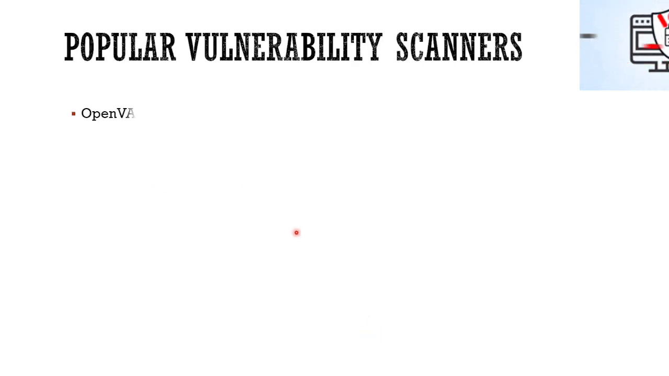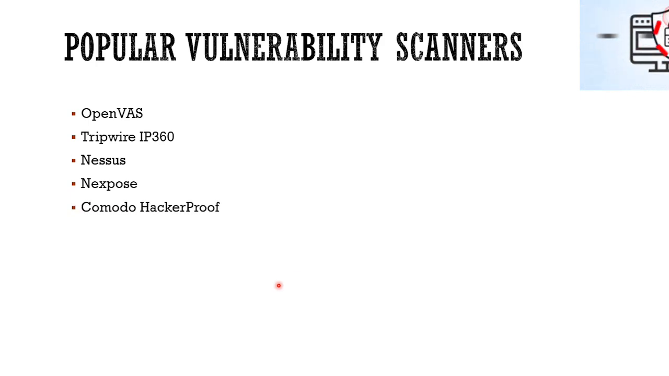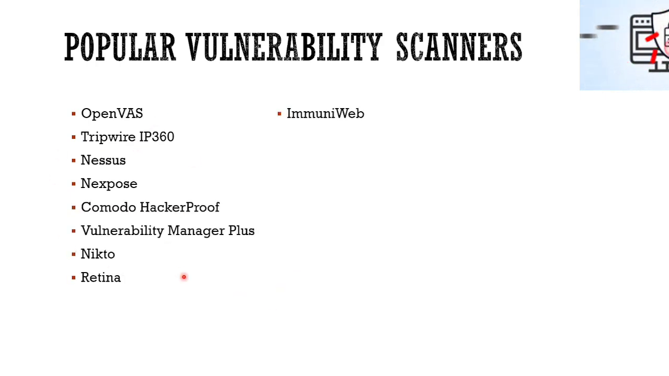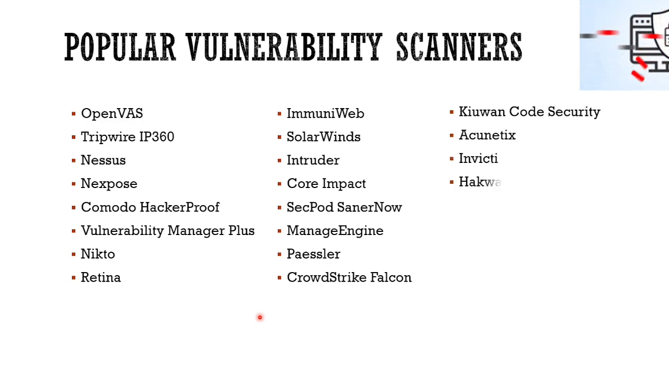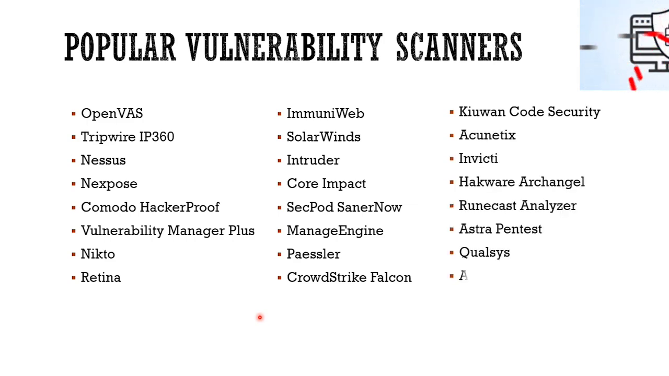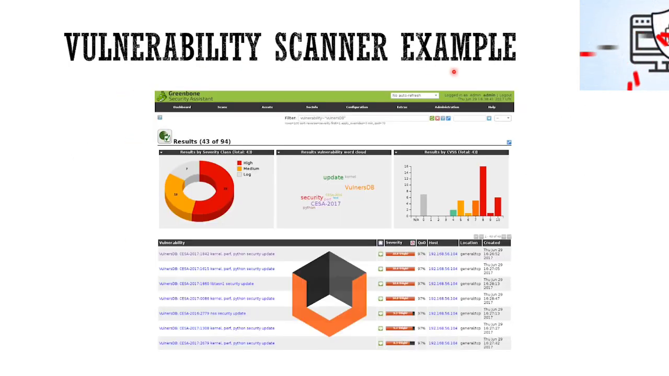Here's an example of the Greenbone Security Assistant. And here's an example of what it finds. Out of 94, I found 43 results. I can see the severity level here, and I can see the host and where it is, and I can see the vulnerability, and I can see some CVSS statistics. So here's one example of output.